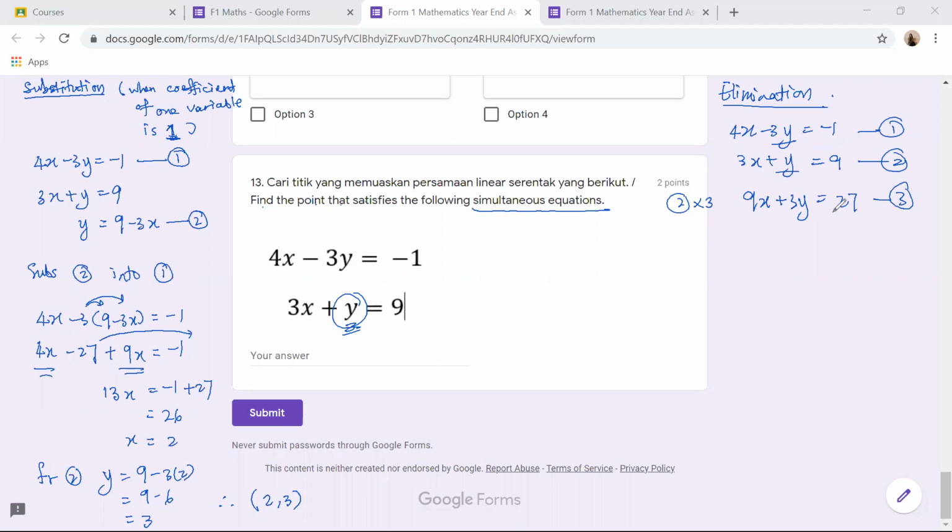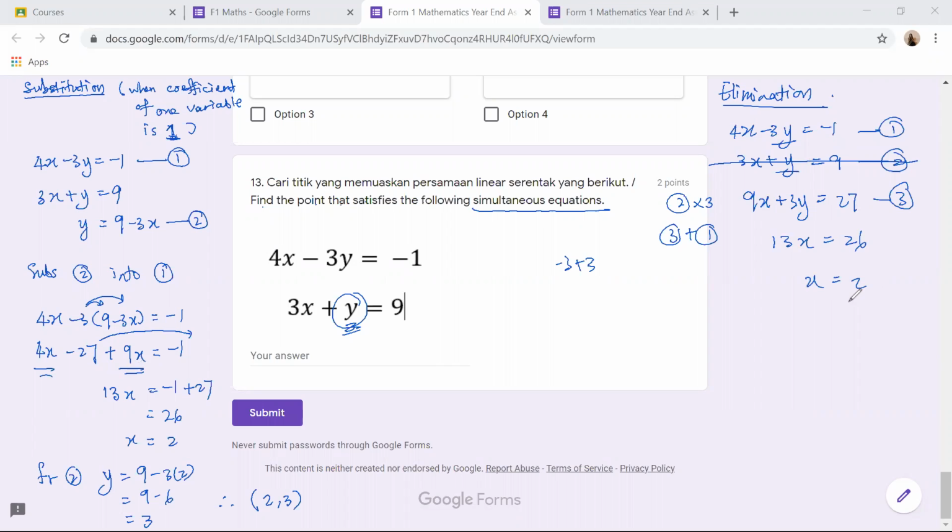Call this equation 3. Don't look at equation 2 anymore, because equation 2 has just been converted into equation 3. So we take equation 3 plus equation 1. Why plus? Because negative 3 plus 3 gives 0, so you eliminate y automatically. 9x plus 4x, you get 13x, and then 27 plus negative 1, we get 26. So x equals to 2.